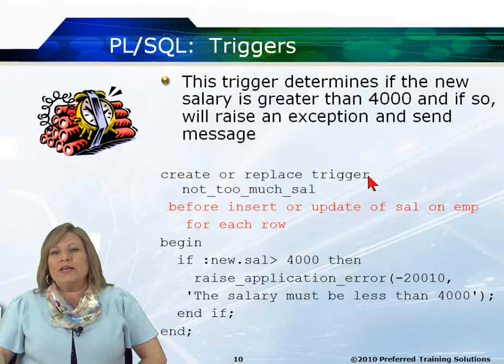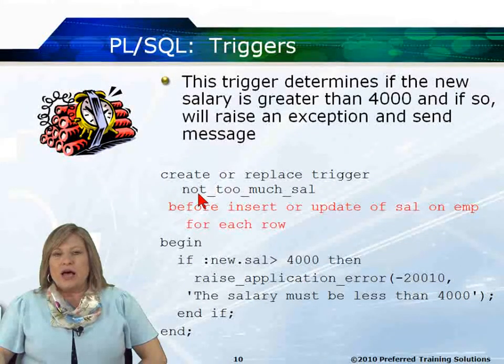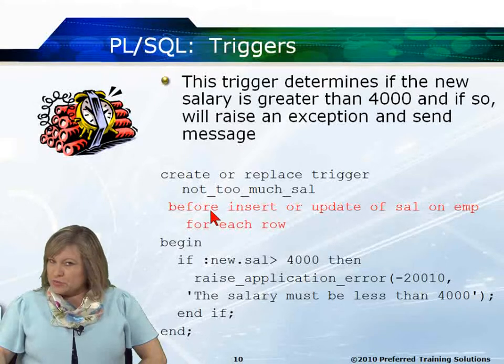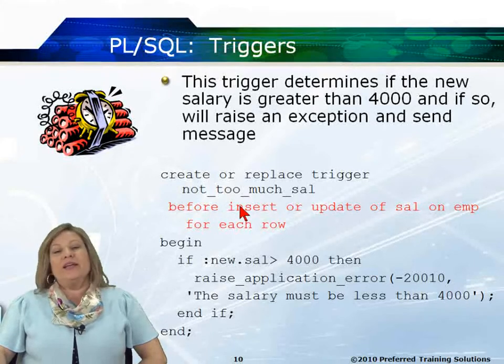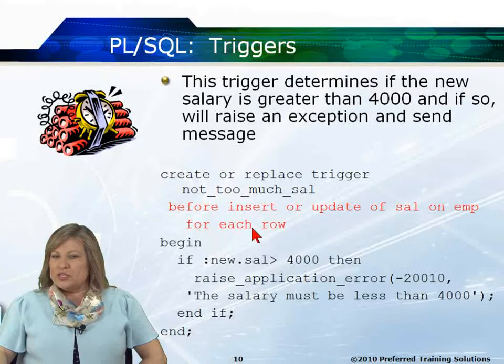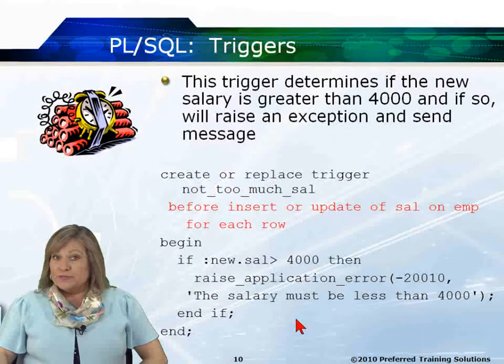We say create or replace trigger. The name of this trigger is called not_too_much_sal. It is a before trigger because we want it to fire before the event. The event that it's defined upon is the insert event, or if we update the salary. The table that the trigger is being declared on is the emp table. And it is row level. It's important to understand that the reason why it has to be row level is because we want to reference the individual rows' values.